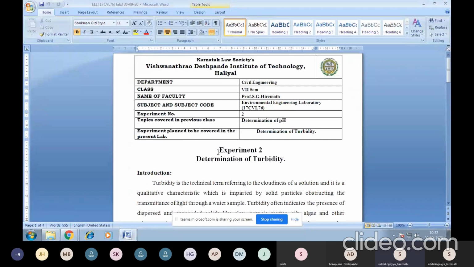Now, next lab. Come to today's lab, that is experiment number 2. We will study how to determine the turbidity of a given sample of water.